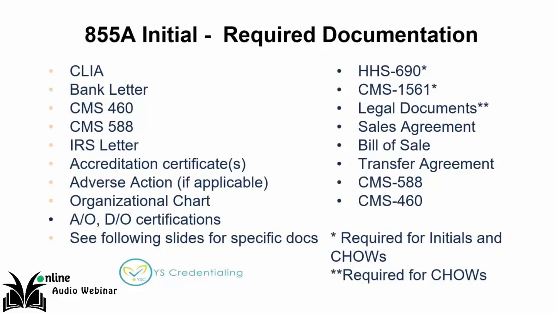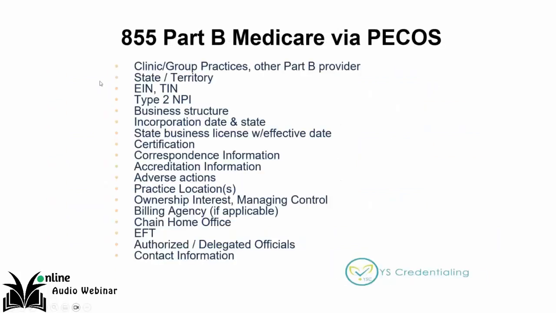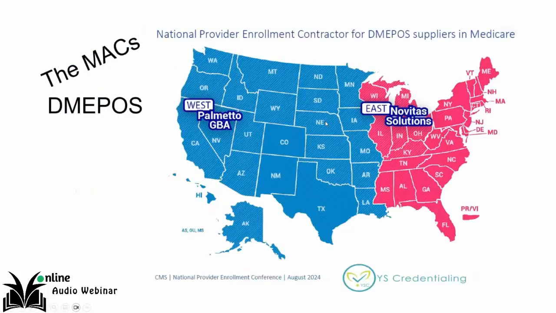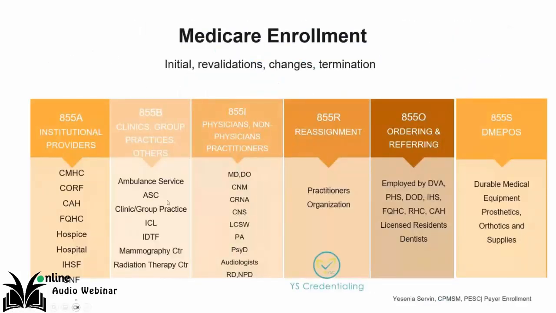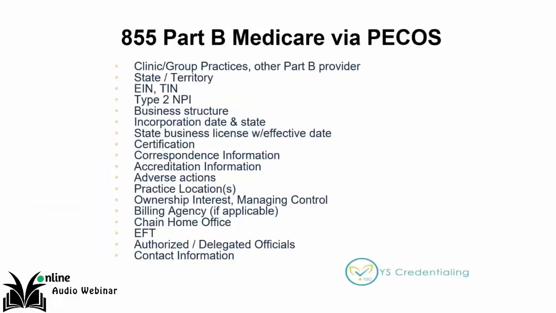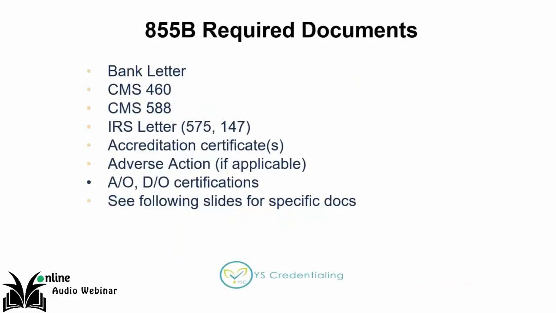Accreditation certificates are a must. You have to have all of these. Anything with a single asterisk is required for initial applications and change of ownership. The CHOW is what we call a change of ownership. Anything with a double asterisk is specifically for changes of ownership. The 855 Part B is for our clinics, groups, and other types of practices that are not considered facilities. It has the same type of questions and information that PECOS is going to require from you. The required documents are the bank letter, the 460, the 588, and the IRS letter, so either the 575 that they get or the one that they can call in and request, the 147.